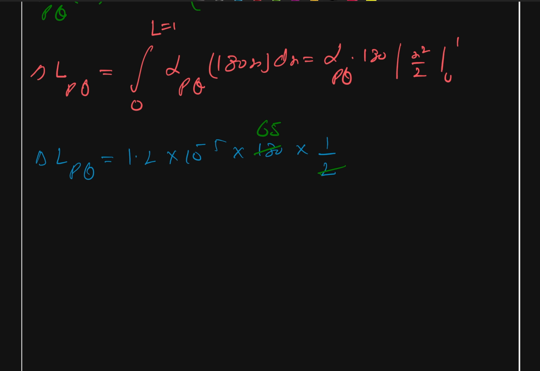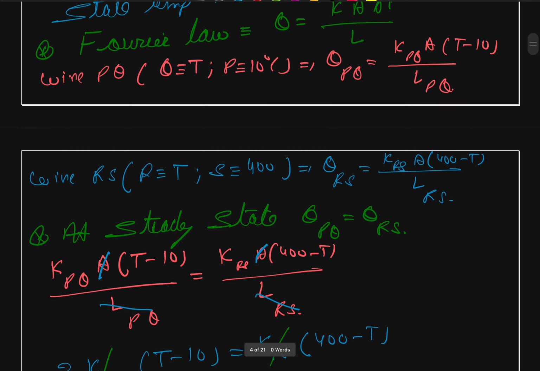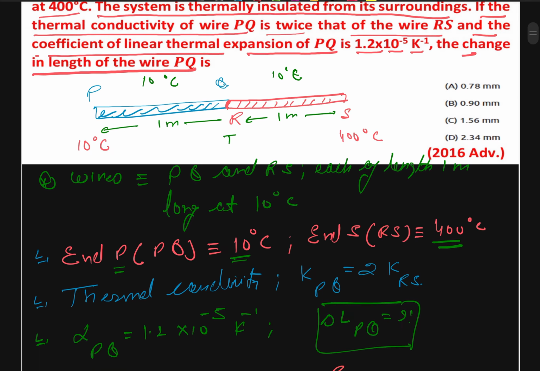So this will be approximately equal to 0.78 times 10 to the power minus 3 meters, or we can say that delta L of PQ will be approximately equal to 0.78 millimeter. So option A is correct.